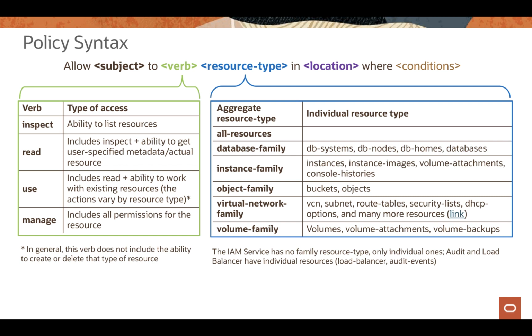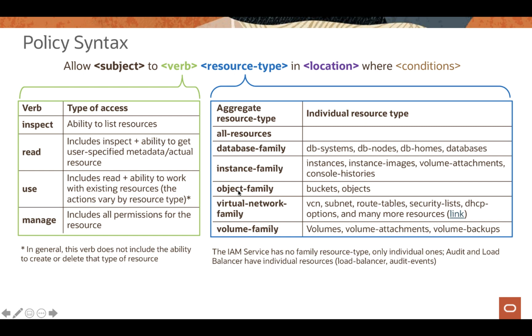A single resource type, you can include individual resources. You can say things like VCN or subnet or objects. These are all examples of individual resources. Or you can also write a family of resource type. The families are listed here.